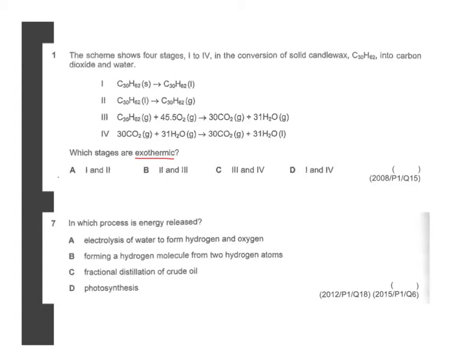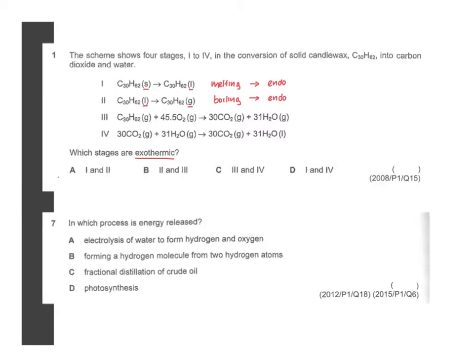If we look at stage 1, stage 1 involves a change of the substance from solid to liquid. So essentially it is a melting process. We have learned in the common examples, melting is an endothermic process. Stage number 2 is the conversion of the substance from liquid to gas. So this is known as boiling or evaporation, and we have also learned that boiling or evaporation is endothermic.